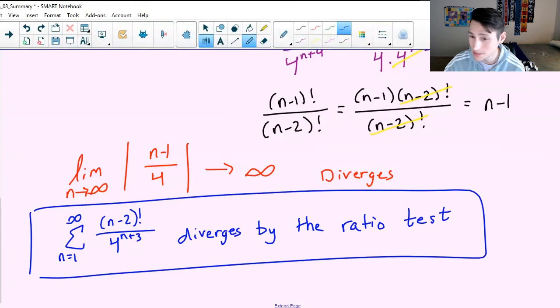Ratio test is all just about simplification. All right, use the exponentials, the factorials to manipulate that limit so that a bunch of stuff cancels and you can actually figure out what the limit is. If it's less than 1, converges, greater than 1, diverges. And if it equals 1 exactly, then it's inconclusive. We're not sure.